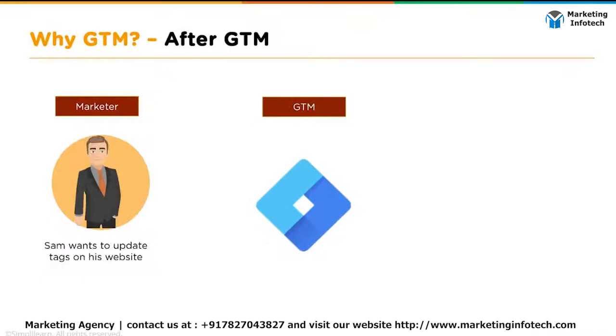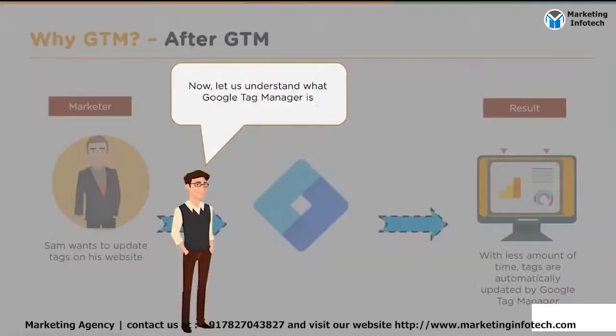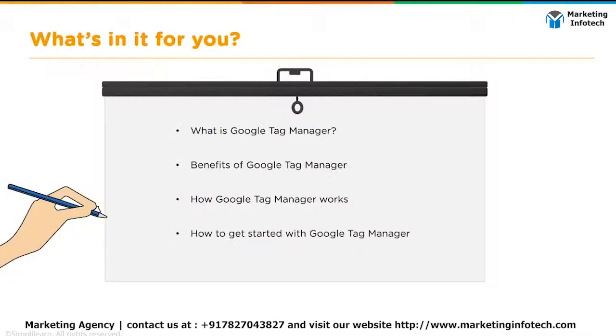So why GTM? Because we just identified two benefits. One, you can track all the interactivity on your website. And two, you can bypass your web developer or webmaster. So that's the benefit of GTM: you get those tags updated very quickly via Google Tag Manager. Okay, so that's what Tag Manager is. What we're going to talk about today is specifically what Tag Manager is and what it does. We're going to list some of the benefits of Tag Manager. We're going to show you how it works, and then we're going to show you how to get started with Tag Manager.